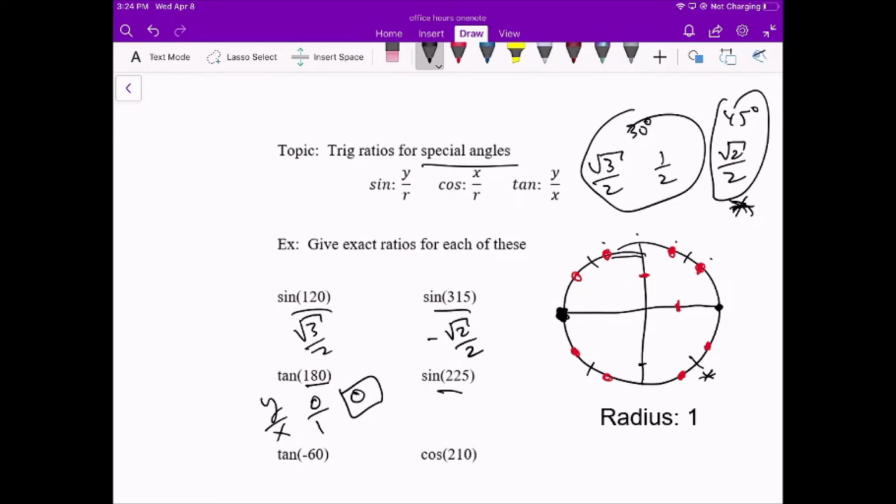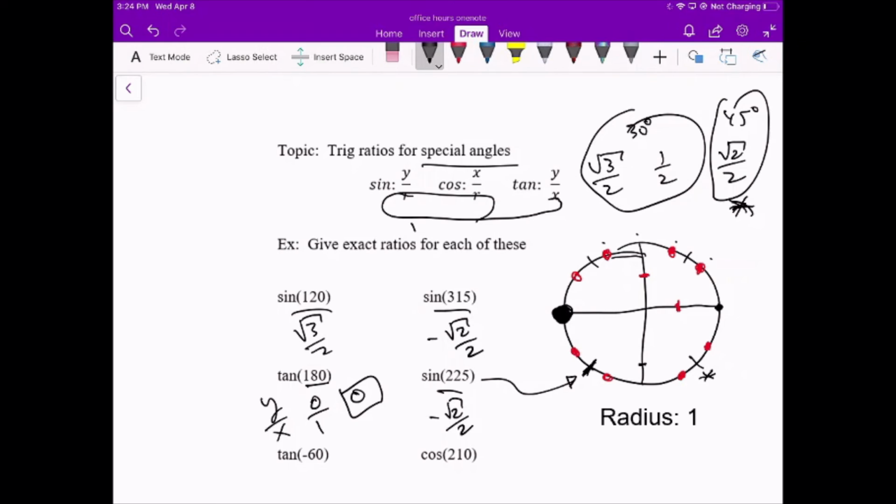225, that's a 45-degree type angle. 180 is right here, plus another 45 gets me to 225. So 225 is that point. Sine ratio is the y-coordinate. Again, this y-coordinate is definitely negative, so negative √2/2 for the sine ratio. For all of these, the radius has been 1, so there's no need to divide by the radius.